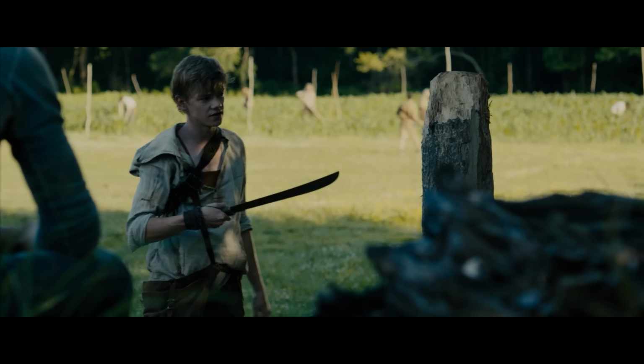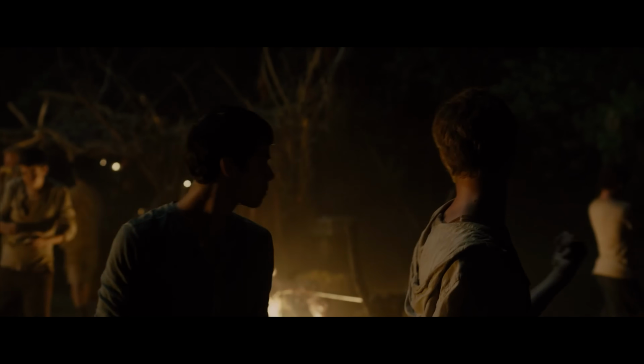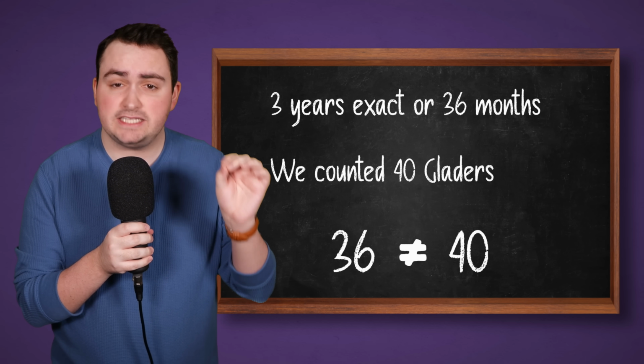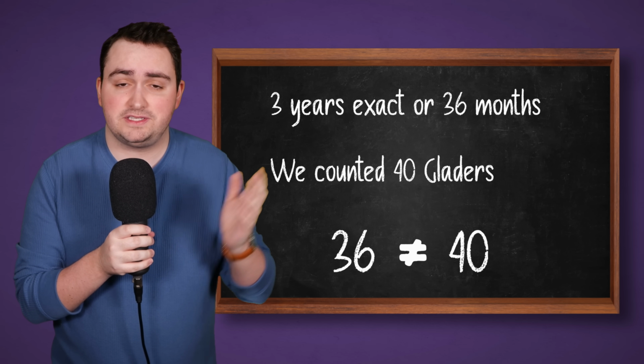So my argument here is simple. If Newt was just saying 3 years to be more general and not overcomplicate the message to Thomas, then the math checks out. The most the gladers could be is 41, and we only counted 40, so that works. But if he meant 3 years specifically to the exact 36 months, the math does not work.